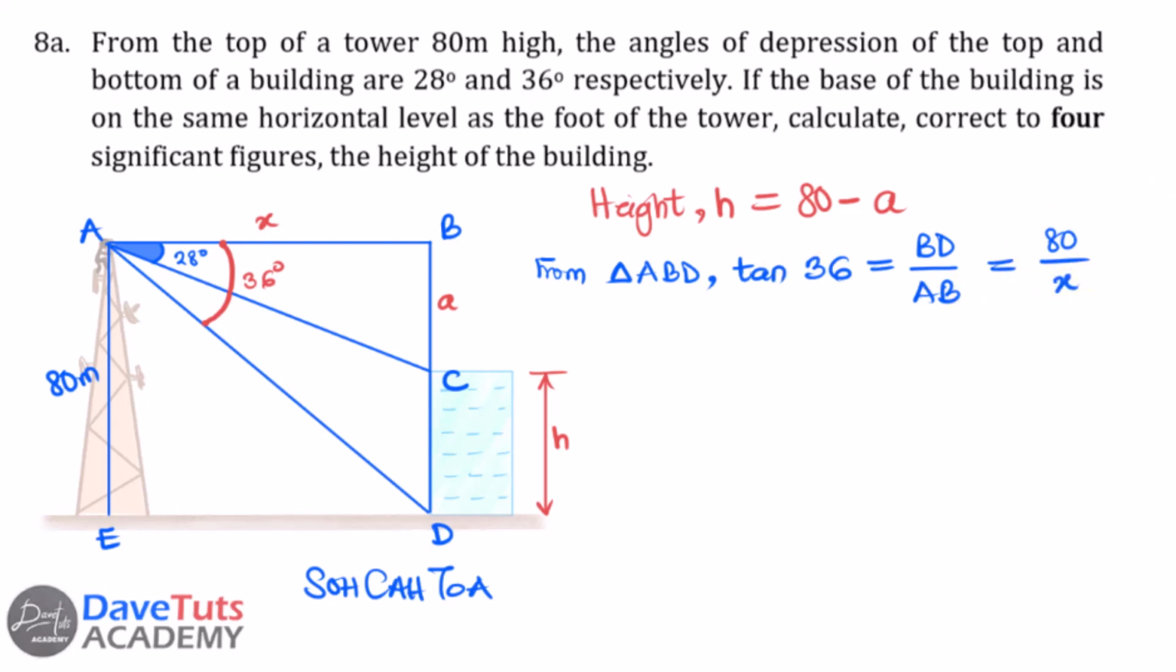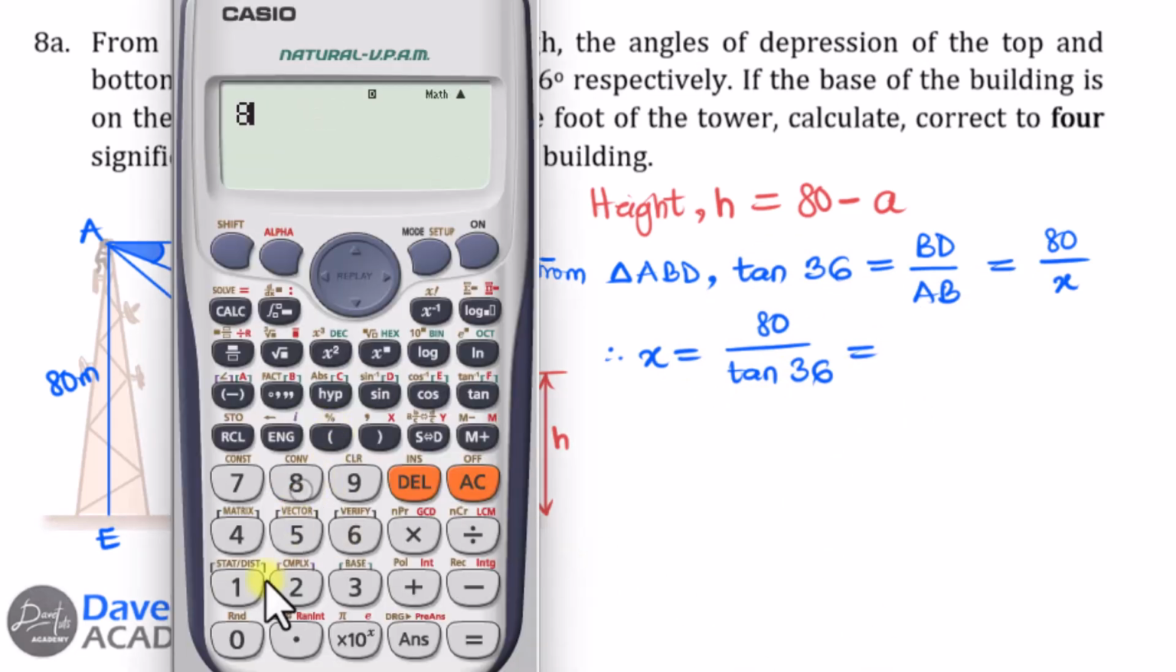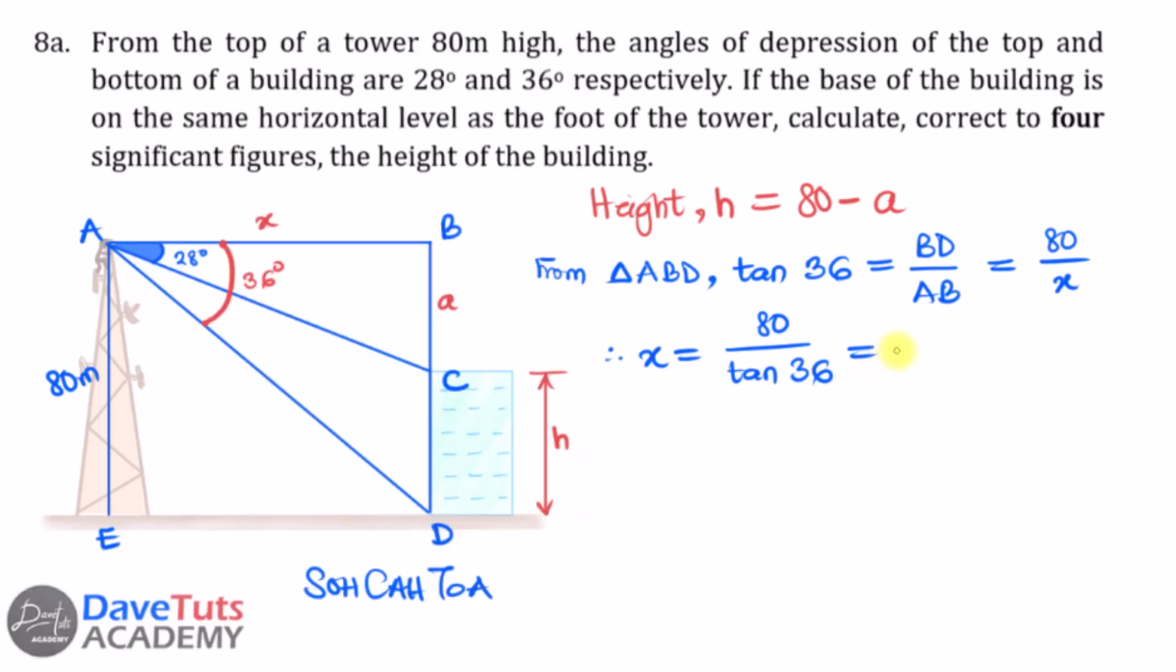So here, if I just cross multiply, I can say that inherently X is going to be 80 over tan 36. Okay, so what's that going to give me? I will use my calculator to try and solve this. So I'm having 80 divided by tan 36. Okay, so this is 110.111 meters, but that's not where I'm going.